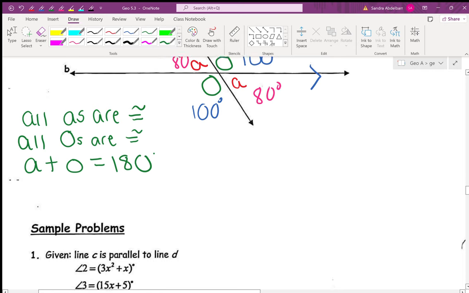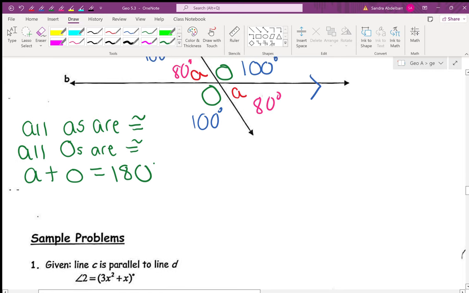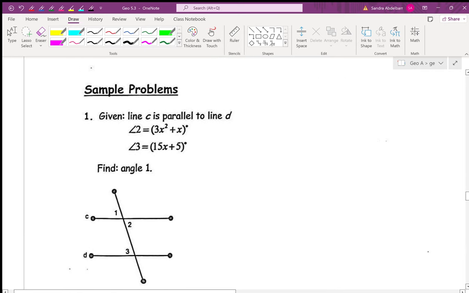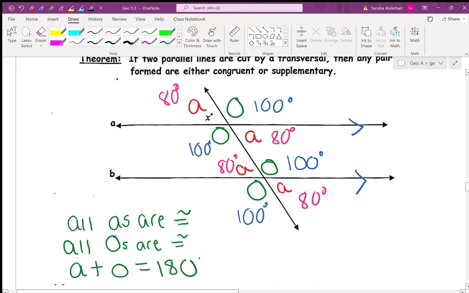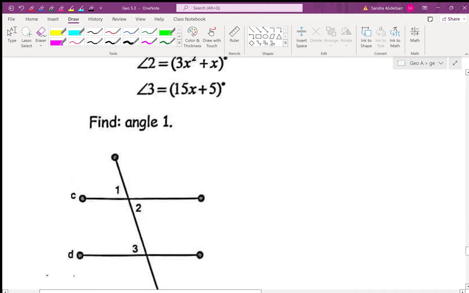All right, are we ready to try some problems? Oh no. Let's do this. So sample, anybody still copying this? All right, let's go to sample problem number 1.